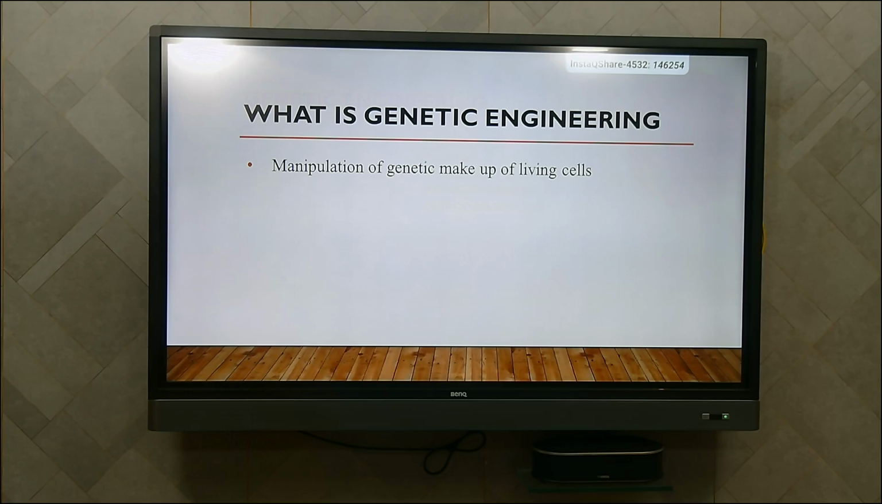Genetic engineering is nothing but the manipulation of the genetic makeup of living cells by inserting desired genes through a DNA vector. In 1973, Stanley Cohen and Herbert Boyer designed a methodology for transferring certain genes from one organism to another organism.